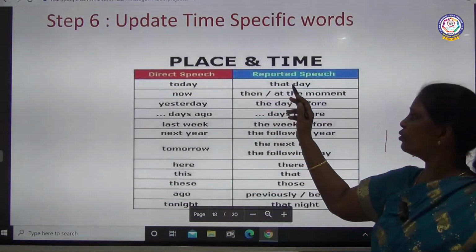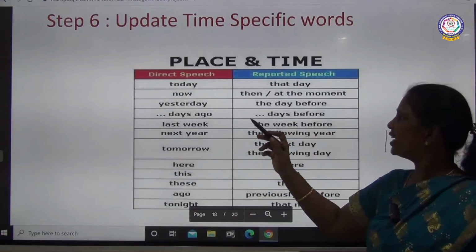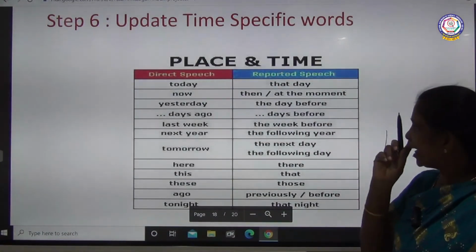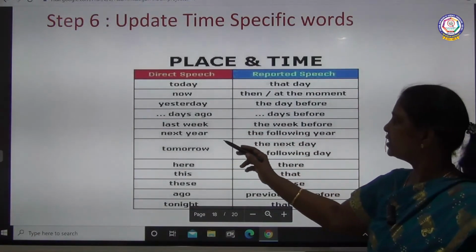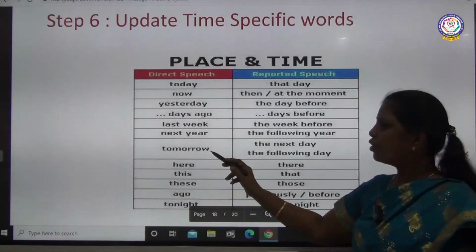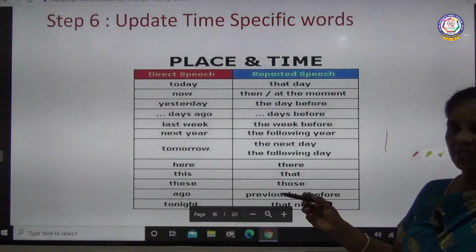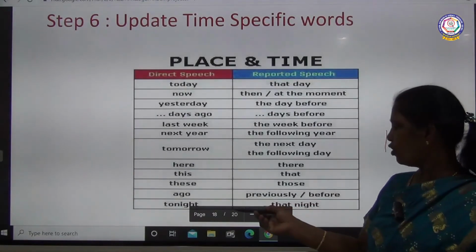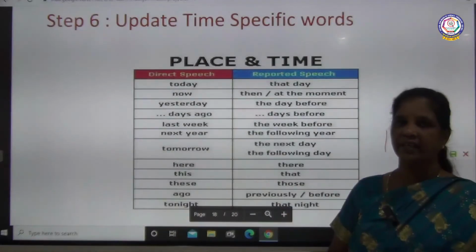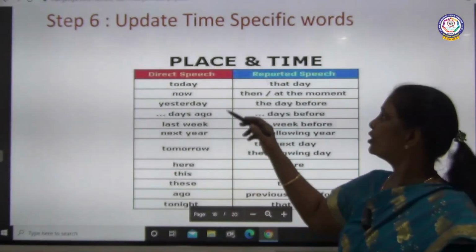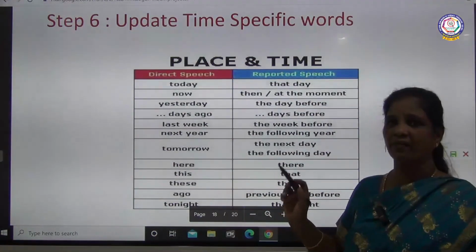Today will change into that day, now will change into then or at that moment, yesterday into the day before, days ago means days before, last week means the week before, next year means the following year, tomorrow means the next day or the following day, here means there, this means that, these means those, ago means previously or before, tonight means that night. So these changes will be there. So this is step number 6, update time specific words will have a change.